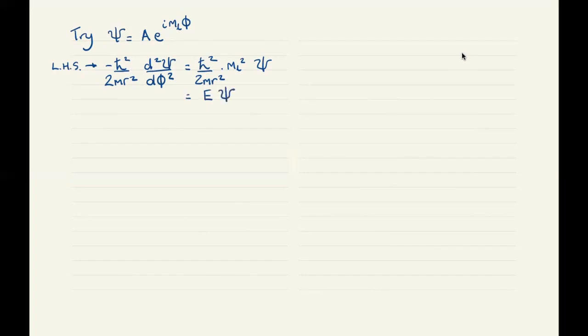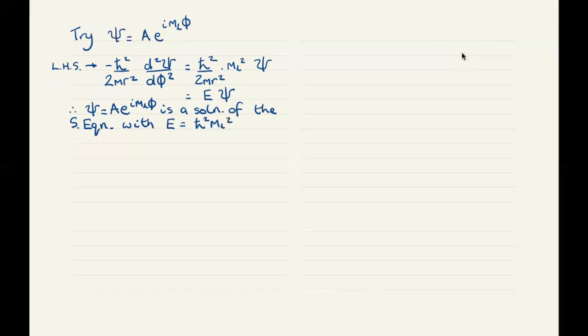So our proposed trial wave function is a solution of the Schrödinger equation. So psi is equal to A e to the i m sub l phi is a solution of the Schrödinger equation with energy E equal to h bar squared m sub l squared over 2m r squared.